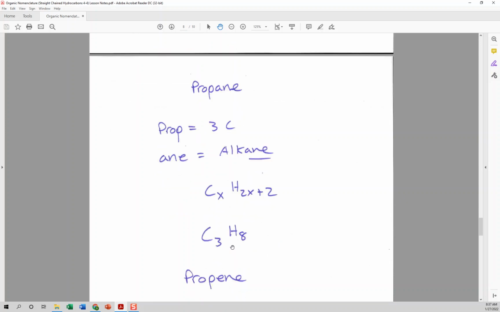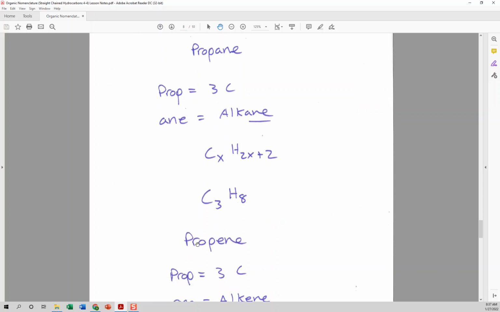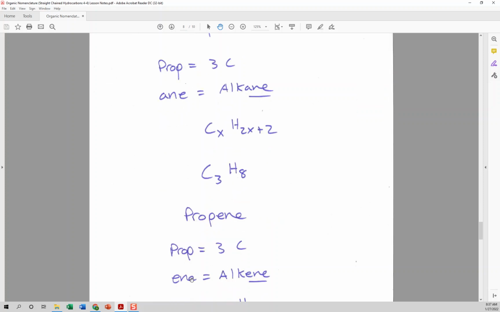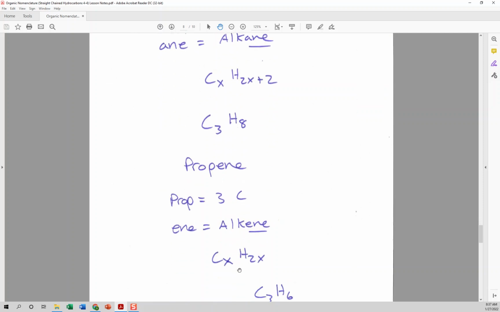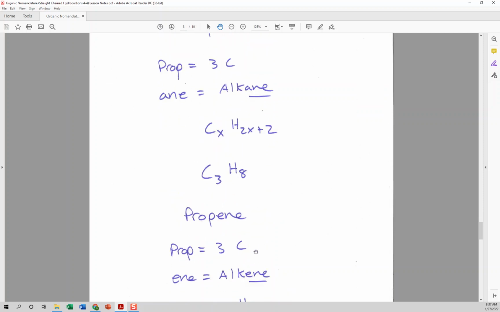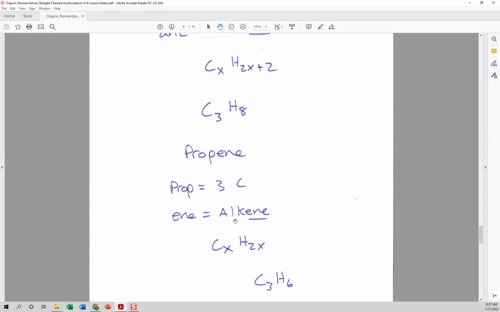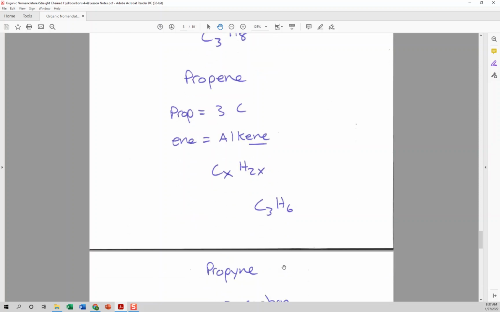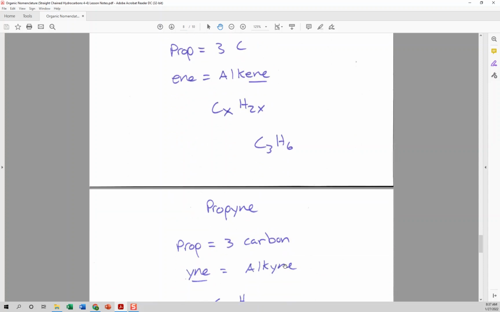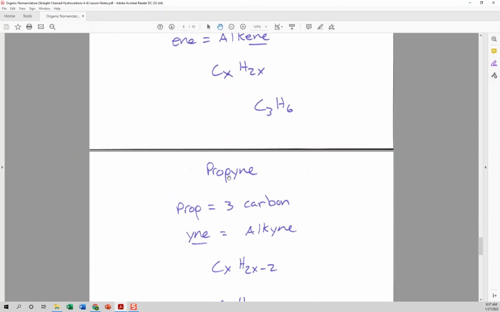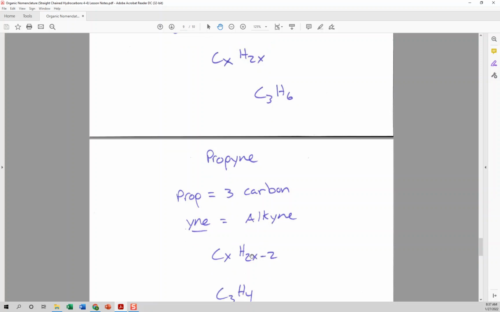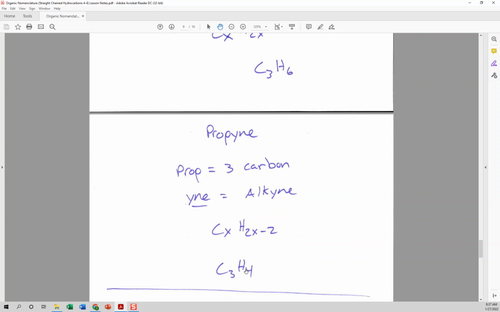All right? But what if it was propene? Well, prop still means 3 carbons, but what does ene mean? Ene means you have that double bond. So now you're following this formula. If propane is C3H8, propene is C3H6. And then what if you had a triple bond? Well, we would call it propyne. Propyne is 3 carbons, and yne means alkyne, so we're following this formula. If I had 3 carbons, then I would need 4 hydrogens. Okay? So it's pretty simple.